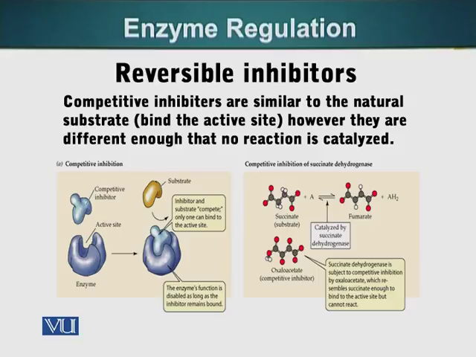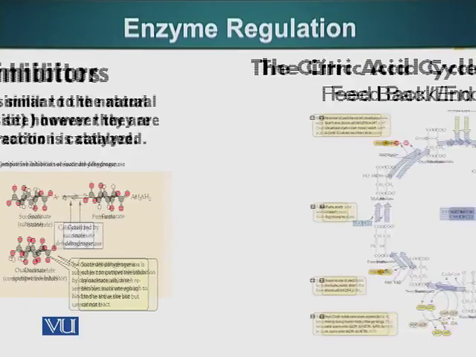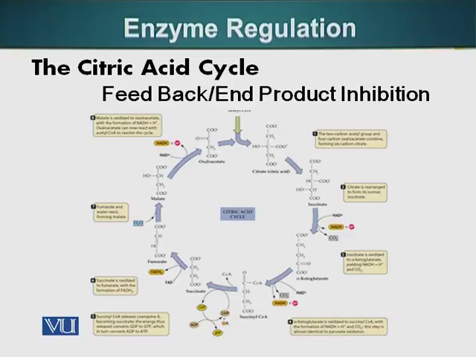The example here is succinate getting converted into fumarate, which is catalyzed by succinate dehydrogenase. This enzyme, succinate dehydrogenase, is inhibited by oxaloacetate. If we want to understand this, we need to look at our metabolic diagram. This is the Krebs cycle. You will notice that on this graph, the oxaloacetate is one of the final products of this cycle.